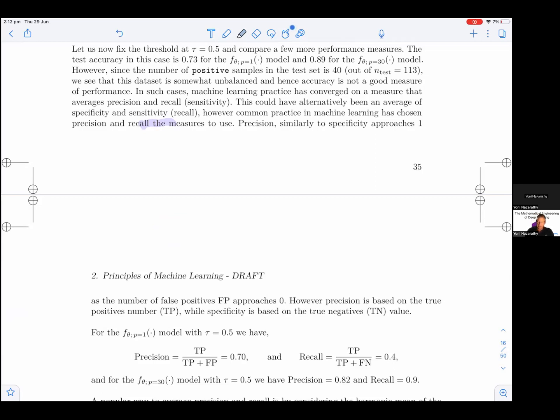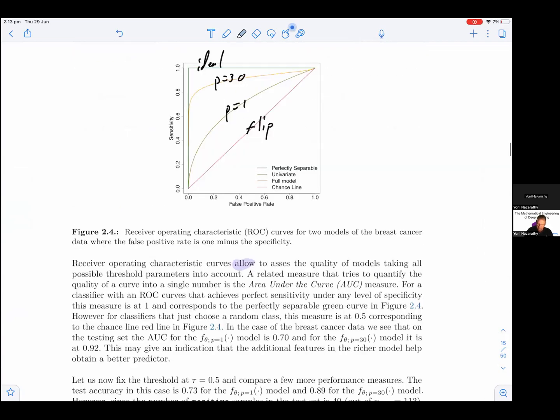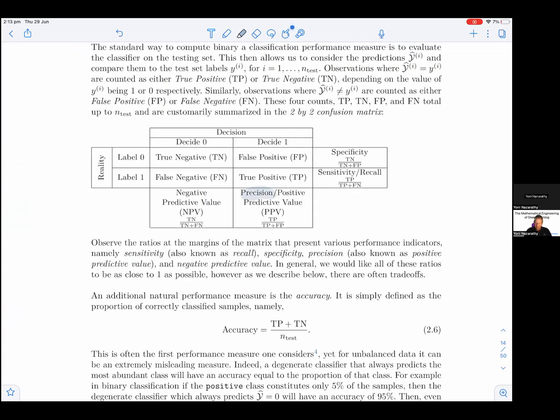In such cases, machine learning practice has converged on a measure that averages precision and recall. Recall is also sensitivity. This could have alternatively been an average of specificity and sensitivity. However, the common practice in machine learning has chosen precision and recall as the measures to use. Precision, similar to specificity, approaches 1 as the number of false positives approaches 0. However, precision is based on the true positives, while specificity is based on the true negatives. So in the machine learning world, we typically do not use specificity, but rather use precision, which is in statistics sometimes called the positive predictive value.